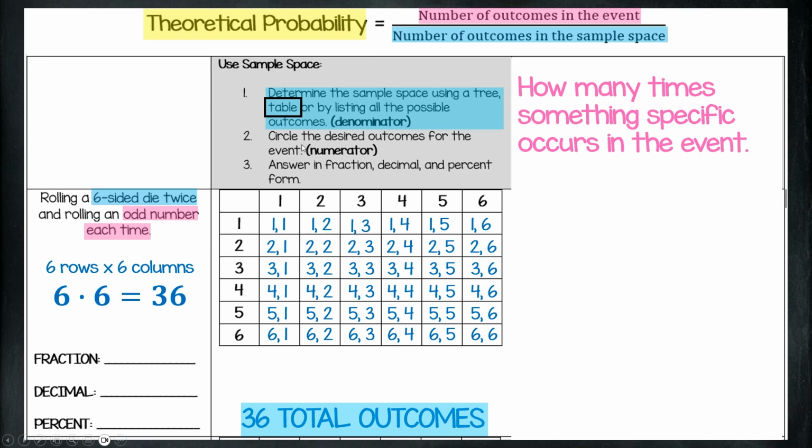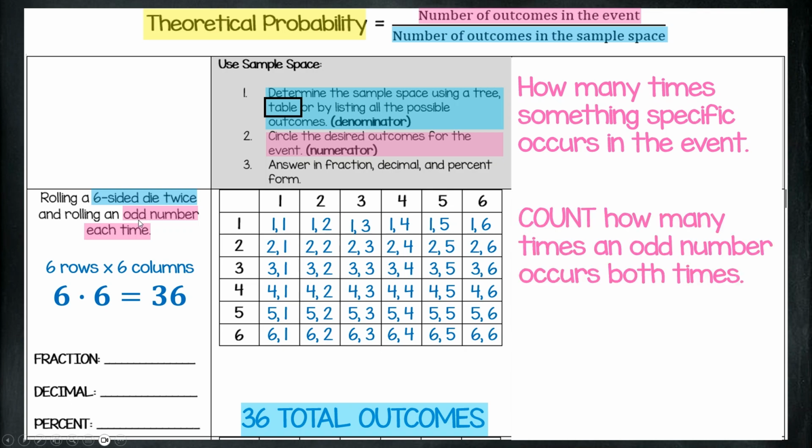Now we need to determine the numerator, and we're going to do that by circling the desired number of outcomes in the event. Here, what we're talking about is an odd number each time. So count how many times an odd number occurs both times. Here we have 1,1; 1,3; 1,5; 3,1; 3,3; 3,5; 5,1; 5,3; and 5,5. Whether you highlighted or circled, whichever works for you, you would have noticed that we had a total of 9 combinations, 9 odd numbers both times. So this will make our fraction 9 over 36.